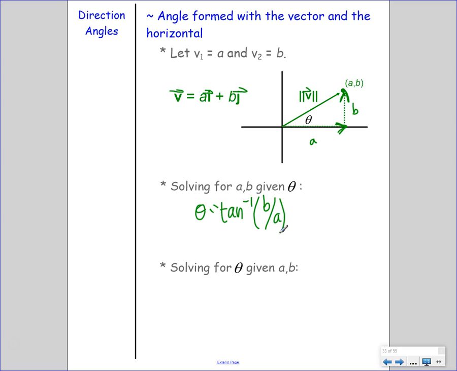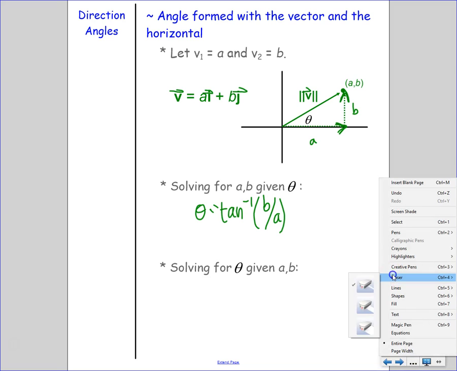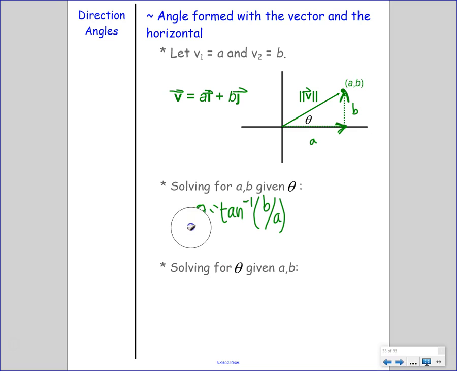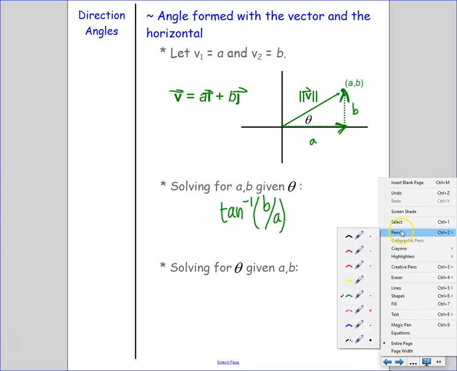Struggle. Please be an eraser. That was a little overkill. Now, please be a pen. Struggle.